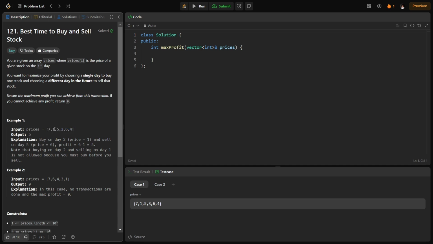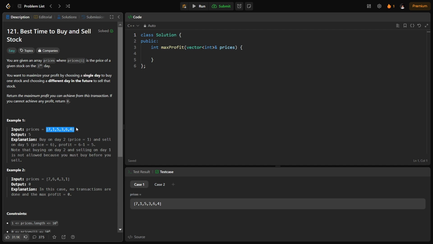For anyone who is thinking, what if you buy on day 2 and sell it on day 1, that could not be the case. You cannot sell something which you do not own. At least I think that is the case, at least in this question, right?